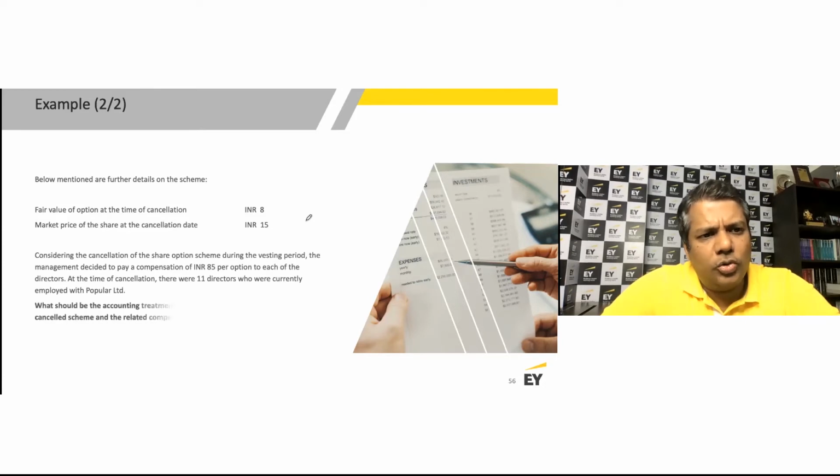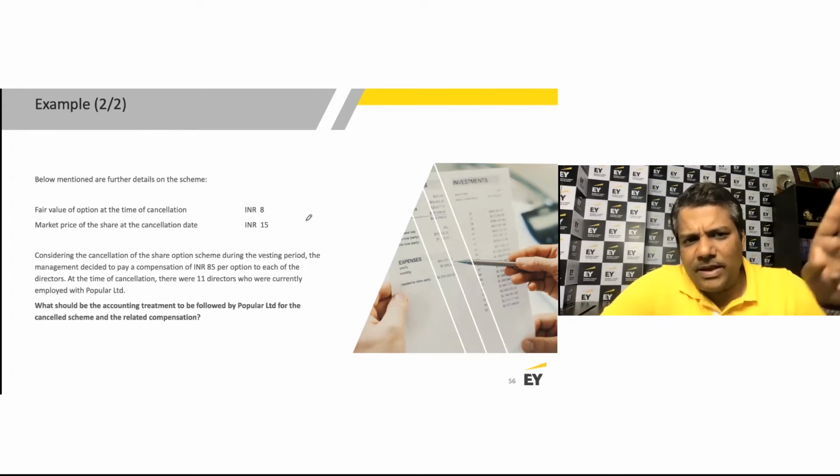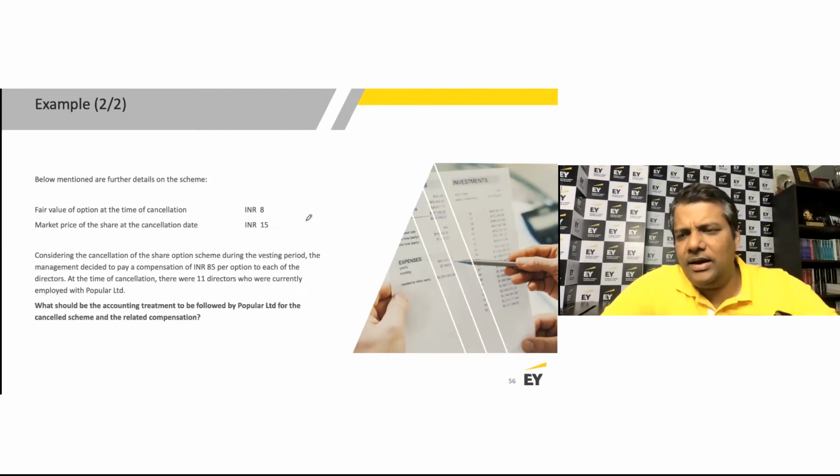So what do you do? What should be the accounting treatment to be followed by Popular Limited for the cancelled scheme and related compensation? So if I have 11 directors, my original fair value was 120 of the option, right? Over a 3-year period, I need to record that cost immediately, whatever was the remaining cost.